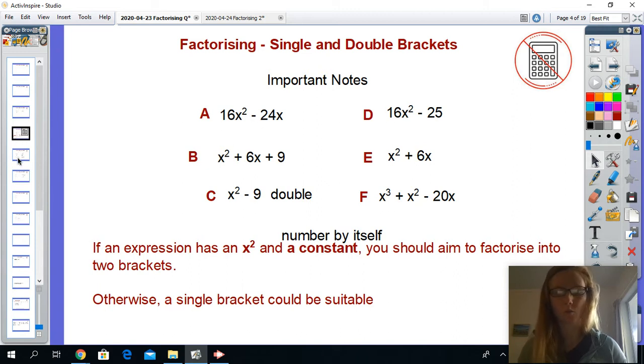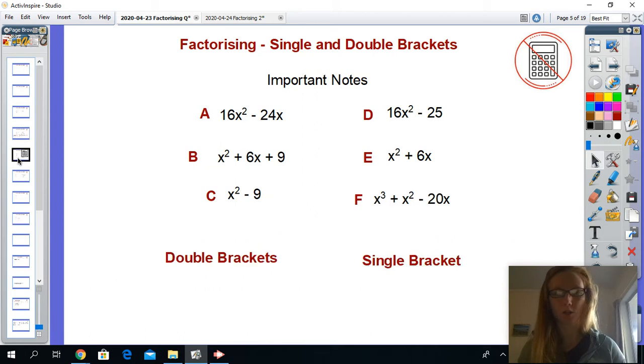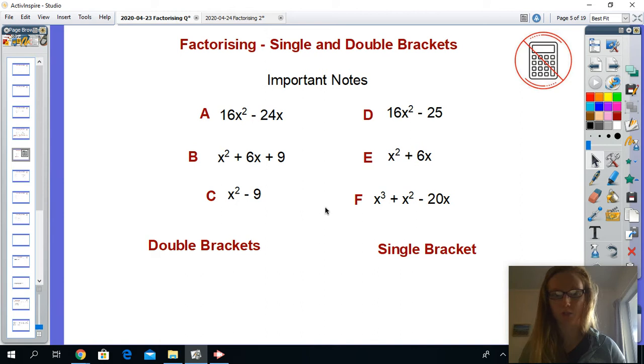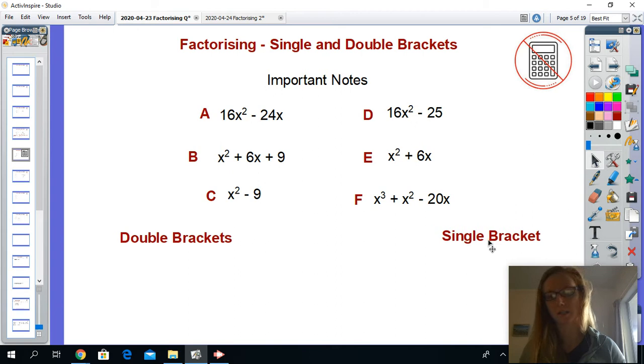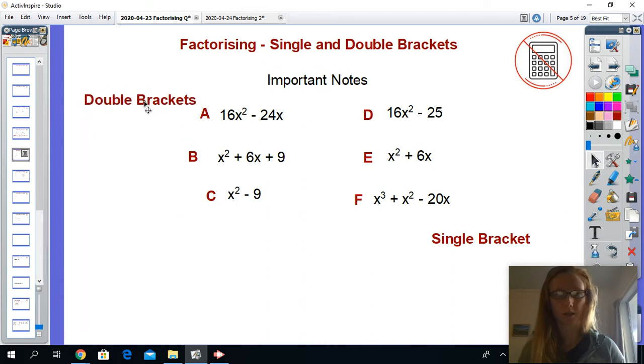So with that information, x squared component and a constant, I would like you to organize these 6 expressions. 3 of them should go into double brackets and 3 of them should go into single brackets. So can you just pause for a moment, write them down, organize them into a group for double brackets and a group for single brackets. Okay, group for double brackets. Let's have a quick look.